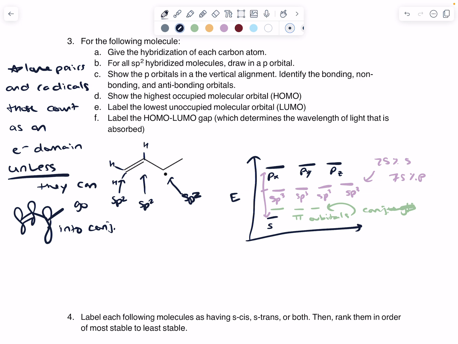So now I'm going to show the p orbitals in vertical alignment. So I'm just going to draw them in orange just because I can. I guess I could do it in green because that's what I drew them in earlier. So we gave the hybridization of each carbon atom. Oh, this one's sp3, I forgot to say. And now, for all the sp2 hybrid atoms, draw in a p orbital. So this is what a p orbital looks like.